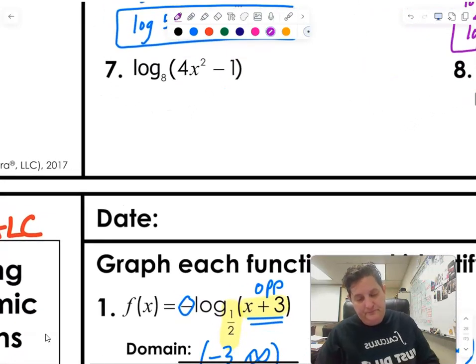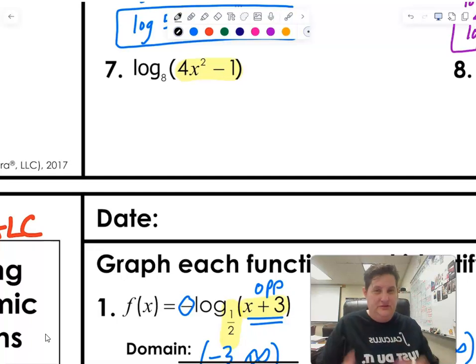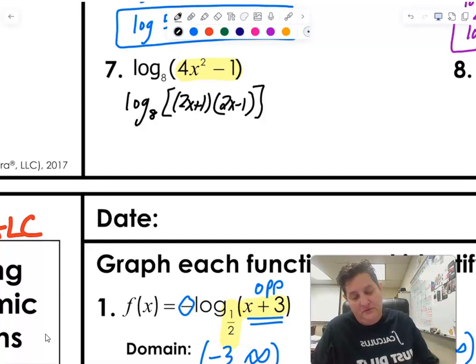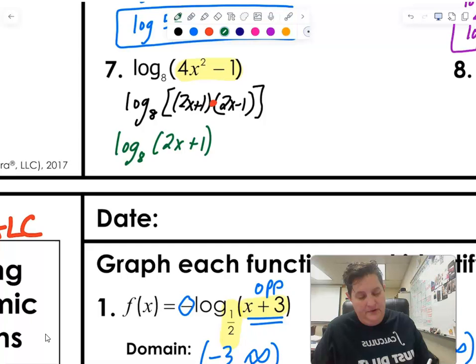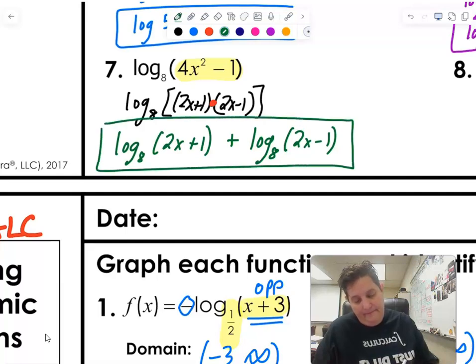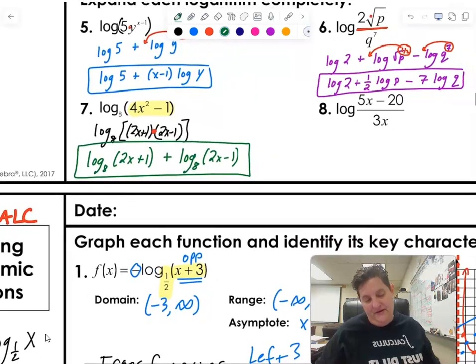Now, this one's a bit tricky. We have to factor this before we can separate it, because you can't separate out something that's just a minus in there. Sometimes I put brackets when I put parentheses, it's a little more clear: (2x plus 1)(2x minus 1). There's a multiply in the middle of that, so now I can write it out: log base 8 of (2x plus 1) plus log base 8 of (2x minus 1). And then that's expanded.